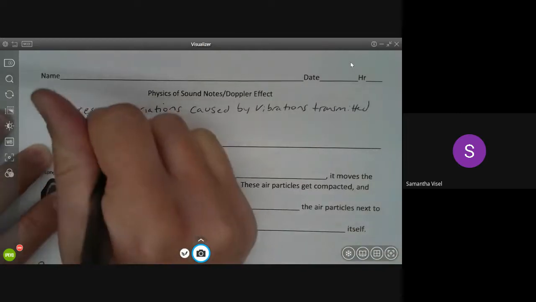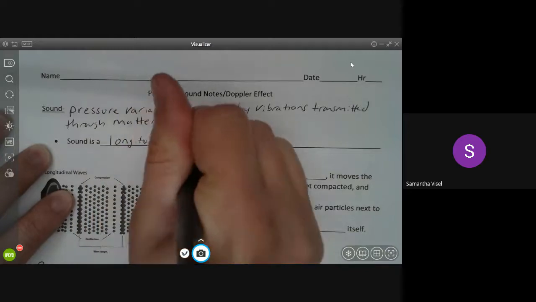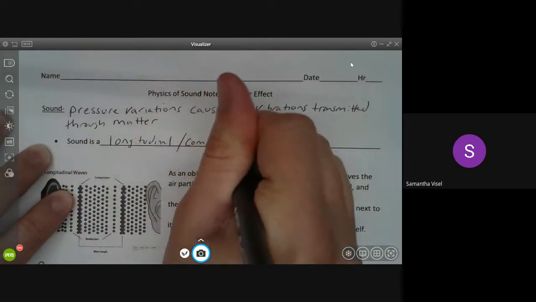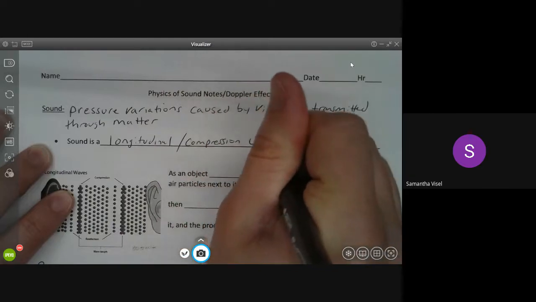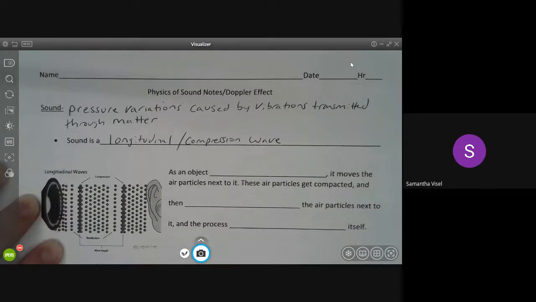Sound is a longitudinal or compression wave, another word for that. Longitudinal waves are when something vibrates and the wave moves parallel to, or in the same direction as, the vibration, versus a transverse wave where it's perpendicular.